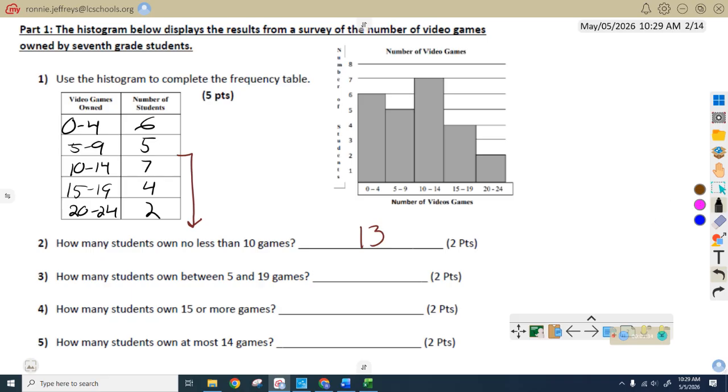Alright. So, between 5 and 19, well, that would be this section right here. So, 12 and 4, 16. Students own 15 or more. That's here, so that'd be 6. And then at most 14, that means that's only from here to here. So that would be 18. We'll kind of pause and let people catch up.